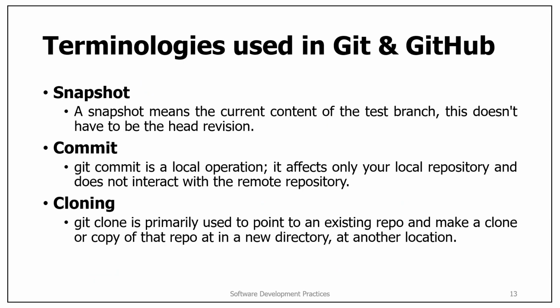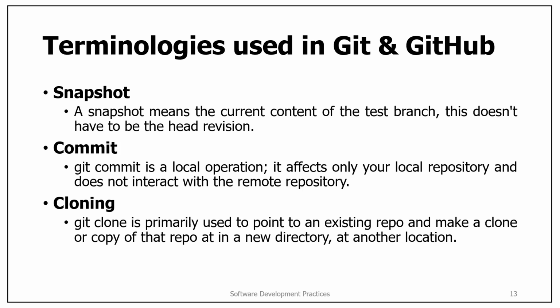And here in Git and GitHub, you need to know some terminologies. I have mentioned three terminologies: snapshot, commit, as well as clone. Let us see the first one, snapshot. Snapshot means the current content of the branch, the current content of the file which is ready to be committed, or ready to be saved in Git.